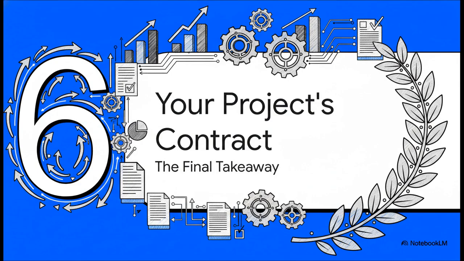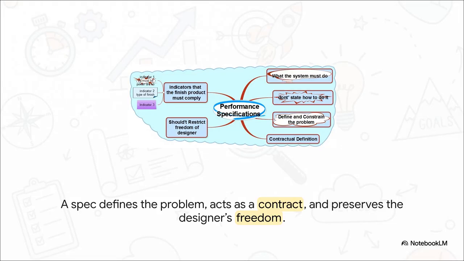So let's bring this all back home. Let's land the plane here and focus on the final takeaway. What's the ultimate role of these specs in any project you're working on? You know, this mind map from Dr. Ampadu's work really says it all, doesn't it? A great performance spec defines and puts a box around the problem. It serves as that all-important contract. But, and this is the key, it does all of this while fiercely protecting the designer's freedom to be creative.